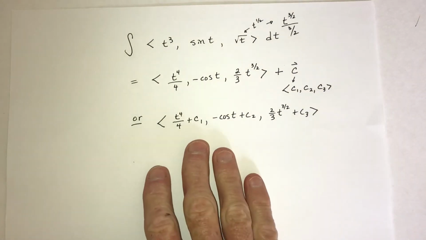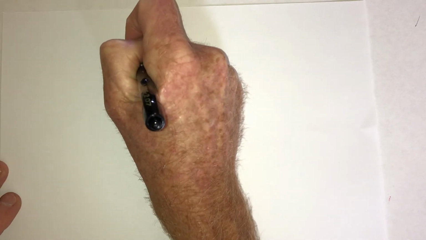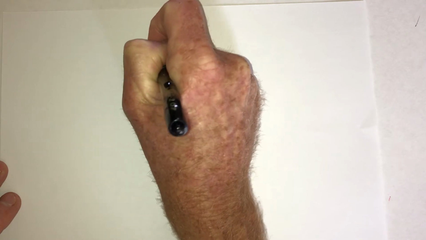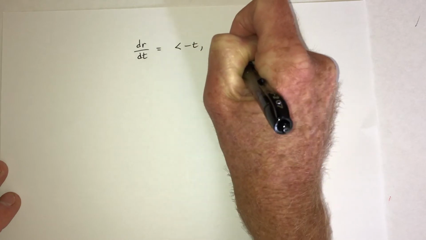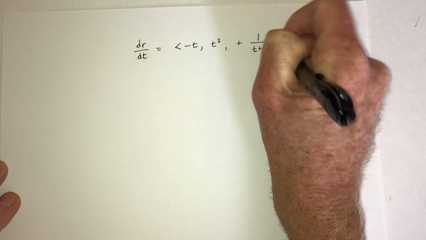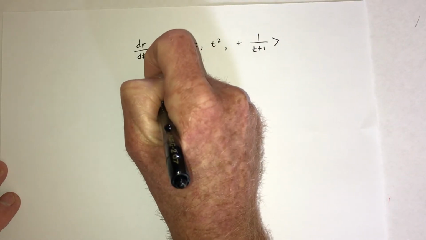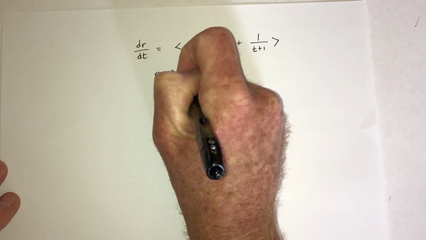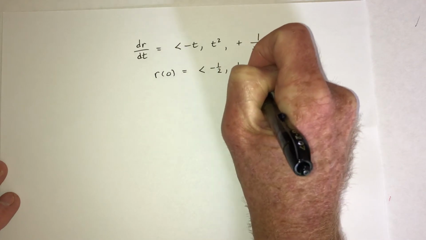So it would be fun to do integrals like this all day long, but they do show up in other ways, like with differential equations. So it could be that it says the derivative is equal to negative t squared plus 1 over t plus 1. So that's the derivative. And the initial condition is that r of 0 is the vector negative 1/2, 1/3, 0.